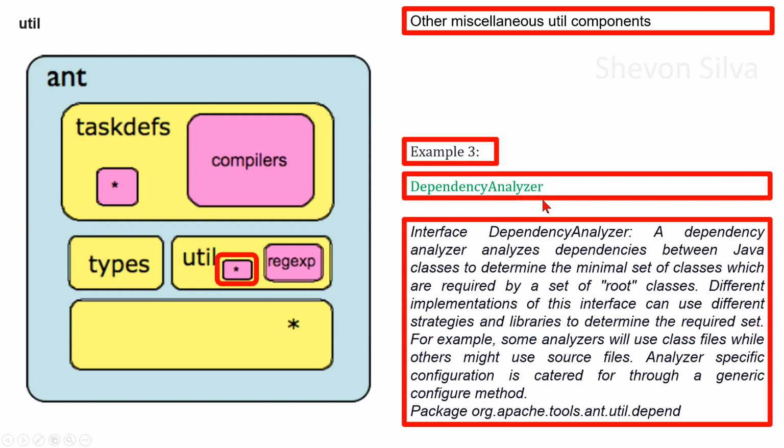As example 3, we can consider the interface DependencyAnalyzer. A dependency analyzer analyzes dependencies between Java classes to determine the minimal set of classes which are required by a set of root classes. Different implementations of this interface can use different strategies and libraries to determine the required set. For example, some analyzers will use class files while others might use source files. Analyzer specific configuration is catered for through a generic configure method. This is in the package org.apache.tools.ant.util.depend.